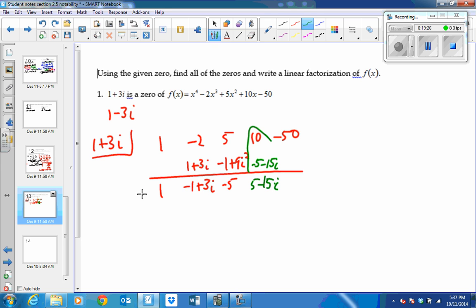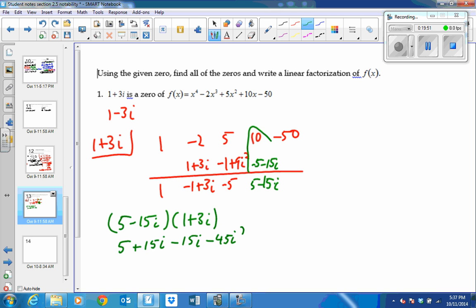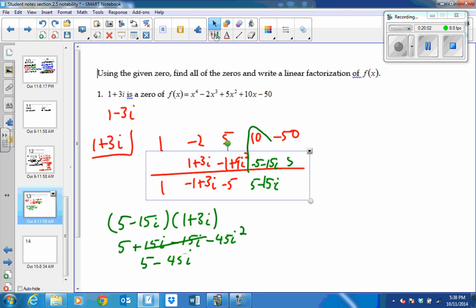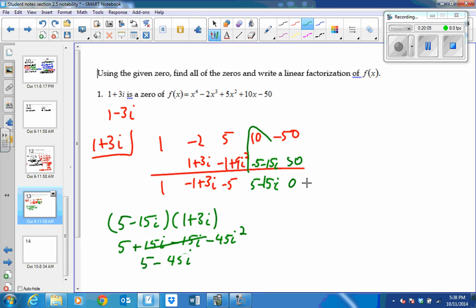Now we're going to multiply 5 minus 15i times 1 plus 3i, and hopefully get 50. So we get first times first, plus outer times outer, plus inner times inner, plus last times last. So these cancel out. We have 5 minus 45i squared, which is 5 plus 45, which is 50. So our remainder is 0.